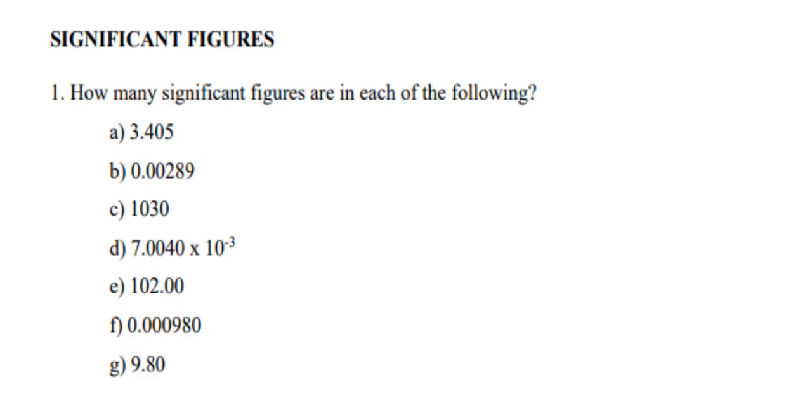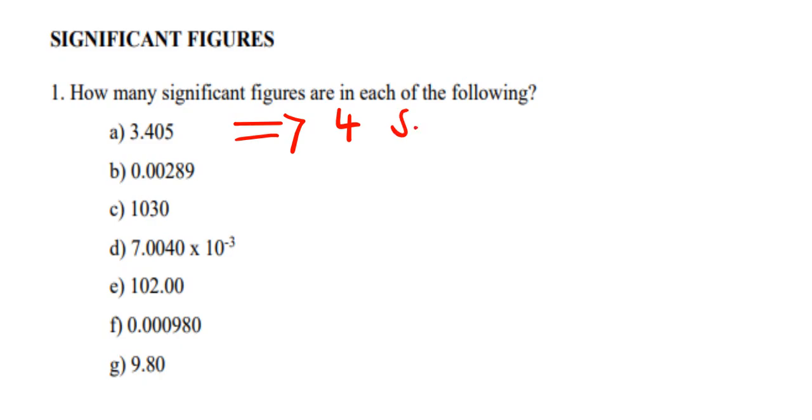How many significant figures are in each of the following? Okay, so we have the first one. How many significant figures are in the first one? Now you're able to see that this has 4 digits, and we have a captive zero, or an internal zero. So this is going to have 4 significant figures.